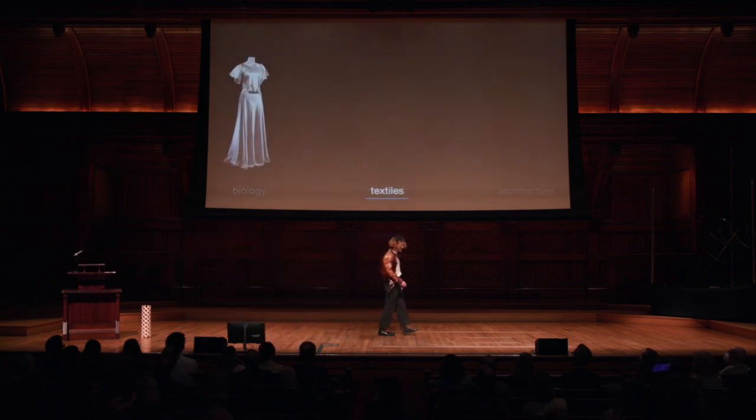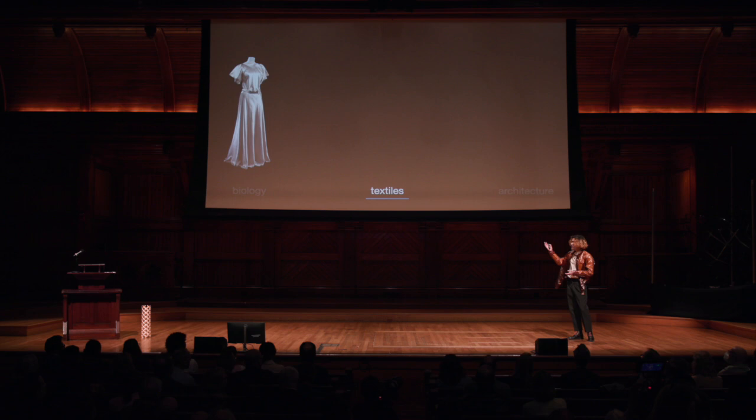Textiles. This is a dress that was made about a century ago by a designer named Madeleine Vionnet. And it's important in the history of fashion, in the history of Western haute couture, for being one of the first examples we have of a dress that is draped or cut on the bias. And if you don't know what that means, you're in for a treat.